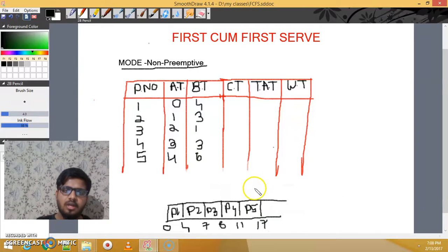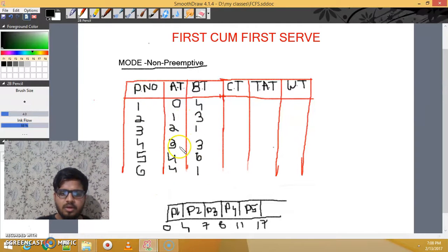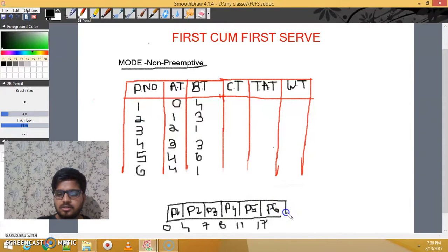Now another example, that is process number 6, arrival at 4 and burst time is 1. Here after process P4 there is a tie. Process P5 arrived at 4, and process P6 also arrived at 4. Then there is a tie in arrival time, so then consider the process numbers. So process P5 is executed. After that process P6. How much time? Only one, that is 18.